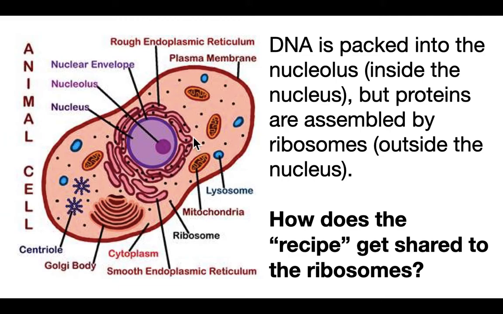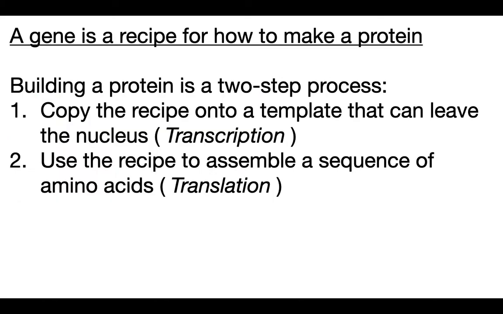So the question is, how does the recipe for making a protein get from inside the nucleus out to where the ribosomes are going to assemble that protein? So that's the first part of a two-step process for building a protein. First, the nuclear DNA recipe needs to be copied onto a template that can leave the nucleus.